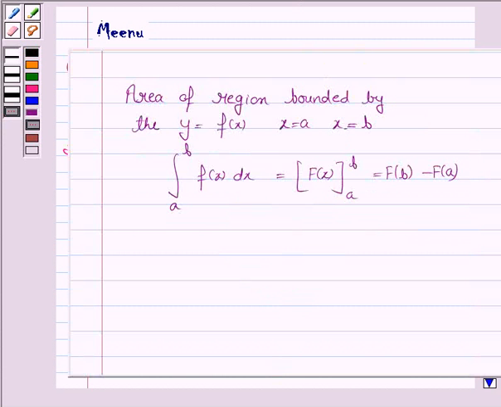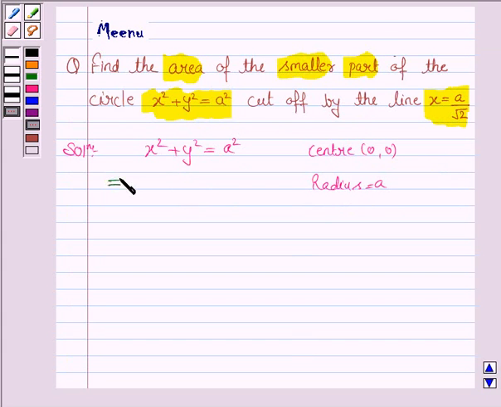Now we know that the area of any region bounded by the curve y = f(x) and the ordinates x = a, x = b is given by the integral from a to b of f(x) dx. And the integral of this function is again a function of x, where the lower limit of the integral is a and the upper limit is b, which is equal to F(b) minus F(a). So now y² = a² − x², and this implies y = √(a² − x²).